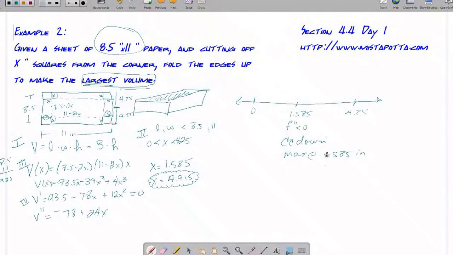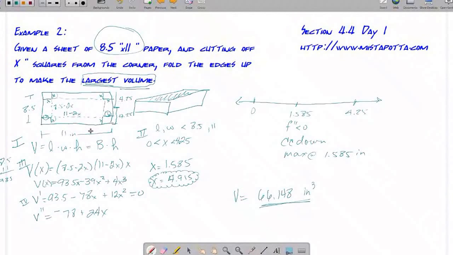So the last thing that I need to do here is calculate the volume of this. If I substitute 1.585 inches into my volume formula, I end up with a volume of 66.148 inches cubed. So this is the volume of the largest box that I can make, given a sheet that's 8.5 by 11 inches and cutting off the squares.